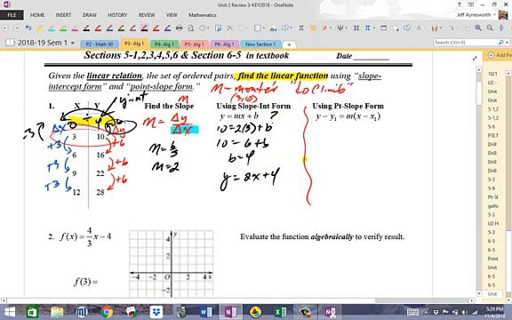Now using point-slope form, what you do is you pick a point in the table, any point you want, and you pick the slope. Well, we already know the slope is 2. So I'm going to write down m equals 2. And I'm going to pick one of these points. I'm going to pick a different point just to illustrate the fact that it doesn't matter which point you pick. So I'm going to use 6, 16 just to show you that it doesn't matter.